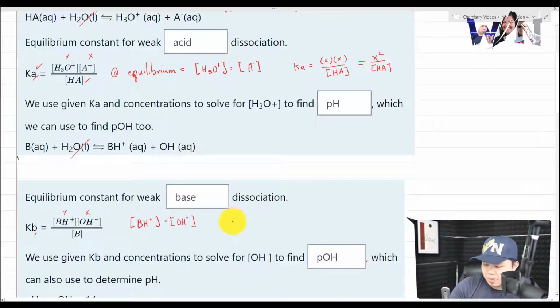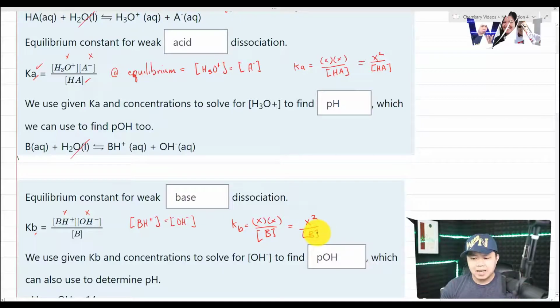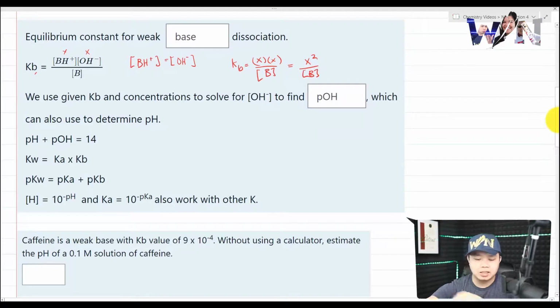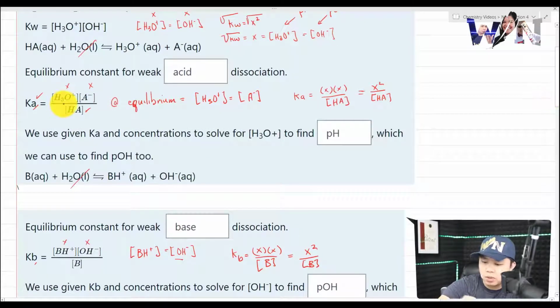So the same thing for Kb. Even though we change it, the concept is still the same. Kb equals what? X times X divided by the concentration of B, which is given to us. So we have X squared over B. That's the logistics of how to use this formula. Here's another thing that we have to realize: once we find the concentration of OH for a base or the concentration of H plus for an acid, in this case, we can determine the pH right here. And down here, we can determine the pOH.